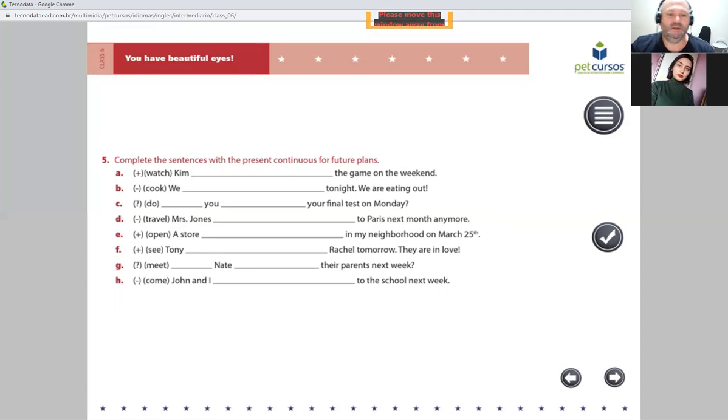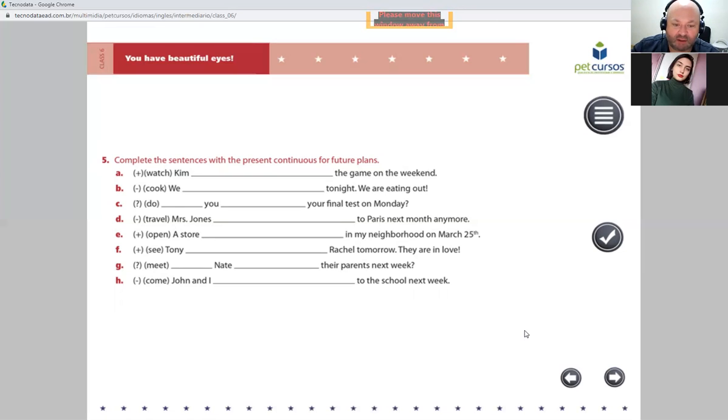Very good. So tell me, can you read the sentences, please, with the changes you have done? Kim is watching the game this week. We aren't cooking tonight. We are eating out. Yes, very good pronunciation, eating out. Are you having your final test on Monday?